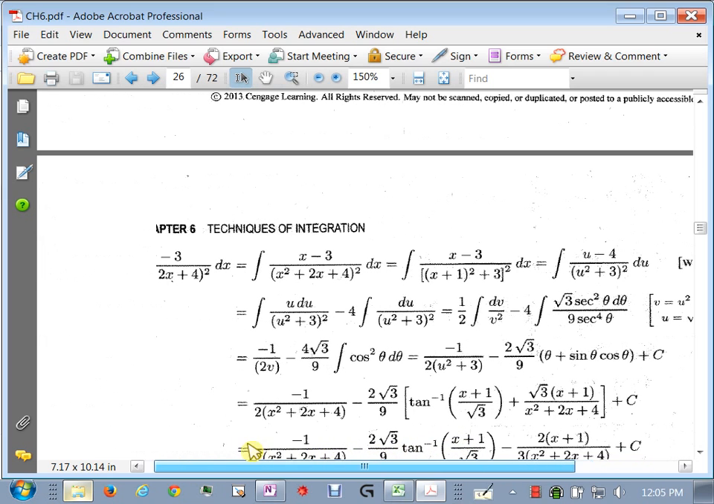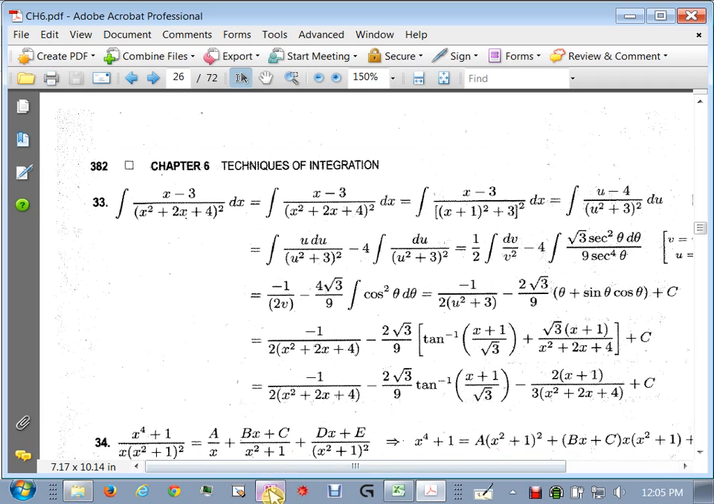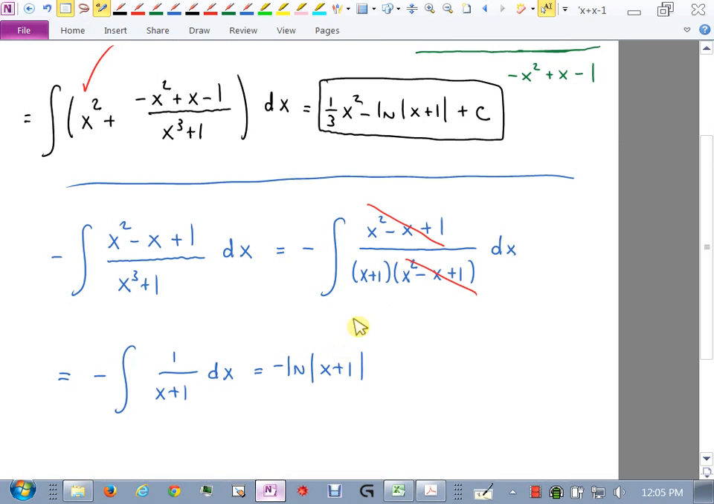Go and do this one? That one looks interesting. Let's do it whichever way we want, not necessarily following theirs. Which one was that? 33. No, it was 33. x minus 3 over x squared plus 2x plus 4, squared. Do you see a basic substitution?